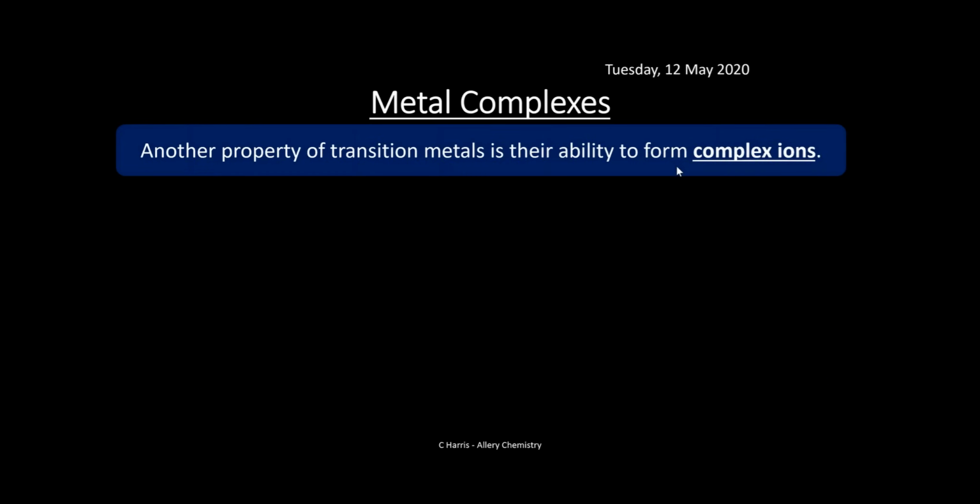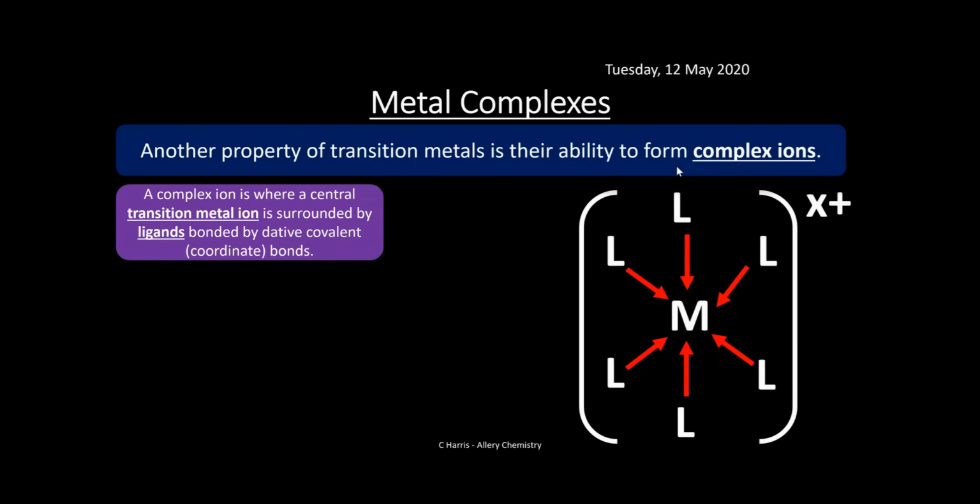Another property of a transition metal is their ability to form complex ions. So we've seen that they can form coloured compounds. Catalysis will come later, but they can also form these complex ions as well. A complex ion is where a central transition metal ion is surrounded by ligands and is bonded by dative covalent bonds or coordinate bonds. You'll remember that from the bonding topic in year 1 chemistry. If you're not familiar with that, go and have a look there.